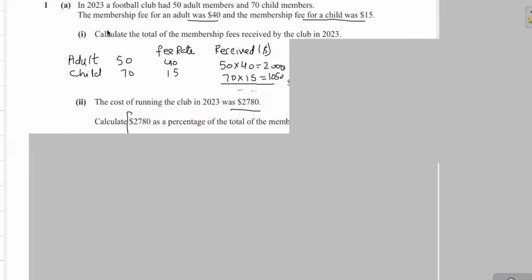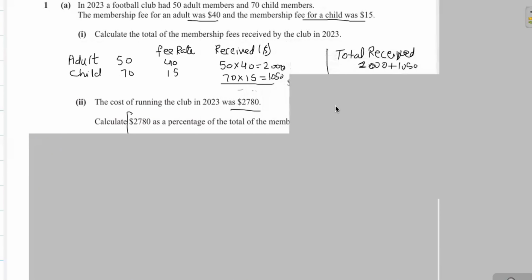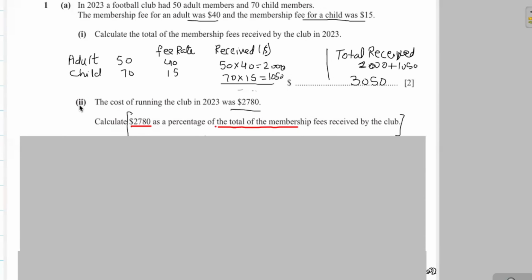$1,050. Next, we will add these values, 2000 plus 1050. We will get the total membership fee received by the club. That value will be $3,050. Now we move to the next question. Question 1, part second of part A.